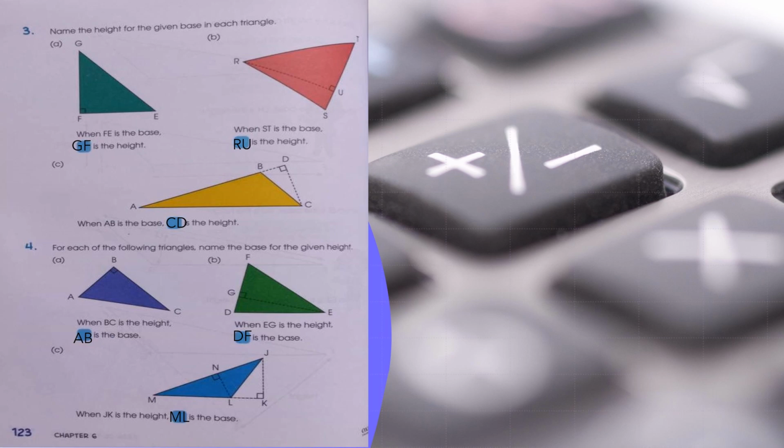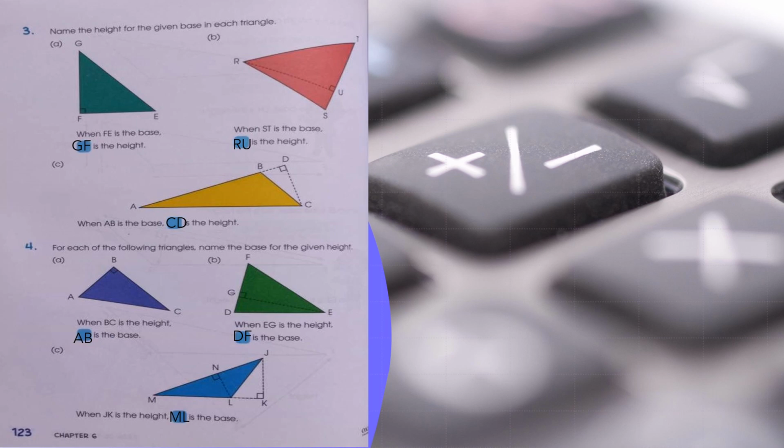Now when AB is the base, CD is the height, and in order to find out that height, we have extended the base till point D, so that we are able to draw a straight line till vertex C. So CD is the height of the triangle in case AB is the base.